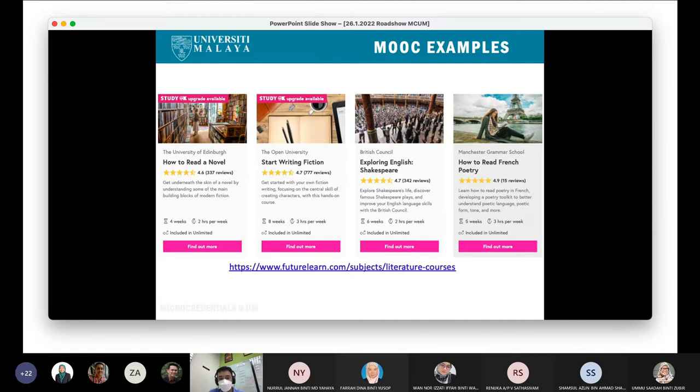These are standalone. Can you see the details there? It shows one from Edinburgh is 4 weeks, 2 hours a week. The one from the Open University is 8 weeks, 3 hours a week. And then you also have one from the British Council, which is 6 weeks, 2 hours a week. So next.